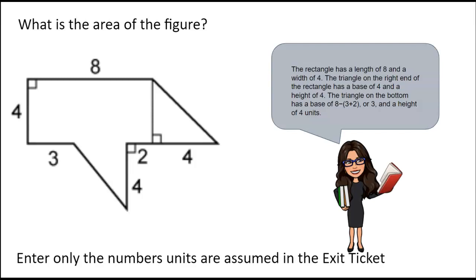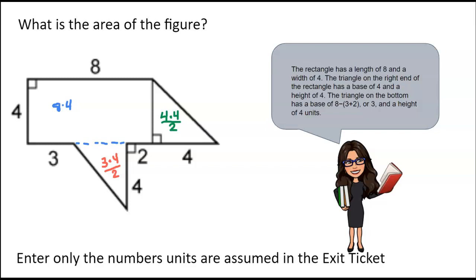So notice that here the rectangle has a length of 8 and a width of 4. The rectangle on the right end of the triangle has a base of 4 and a height of 4. The triangle on the bottom has a base of 8 minus 3 plus 2, or 3, and a height of 4 units. So we can go ahead and set this up in this way. Let me go ahead and write it for us.